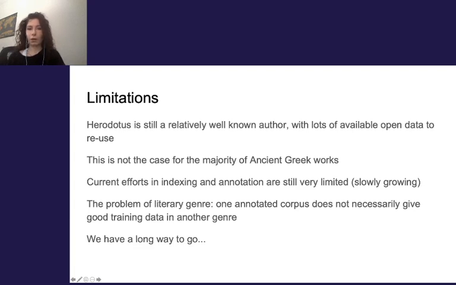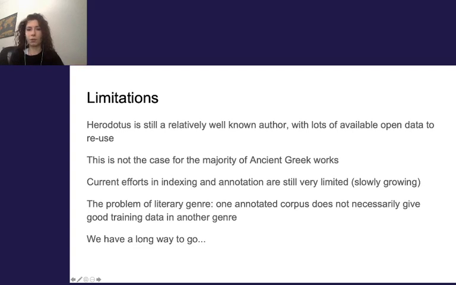As I mentioned, we do not have available indexes. We have very little annotated corpora in ancient Greek. We still need scholars that could do that in a suitable environment. And finally, for this model in particular, there is a problem of the literary genre, which has been tested in other experiments as well. When using a predictive model that starts from one annotated corpus in one very specific literary genre, nothing tells you that the same training data will work as well in another genre.